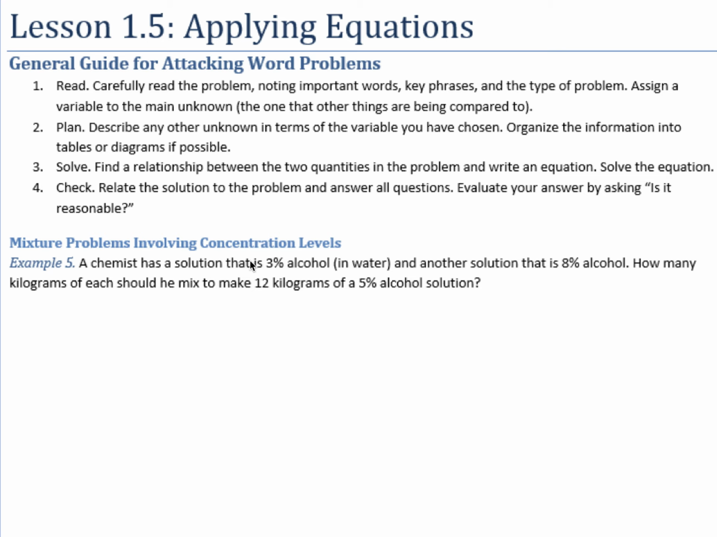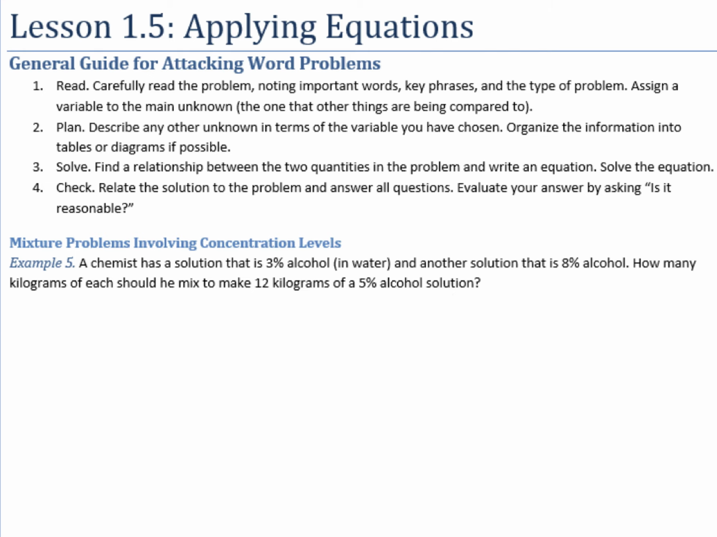So a chemist has a solution that is 3% alcohol in water. So that means 3% is alcohol, the rest of it, 97% is water. Another solution that's 8% alcohol. How many kilograms of each should he mix to make 12 kilograms of a 5% alcohol solution?